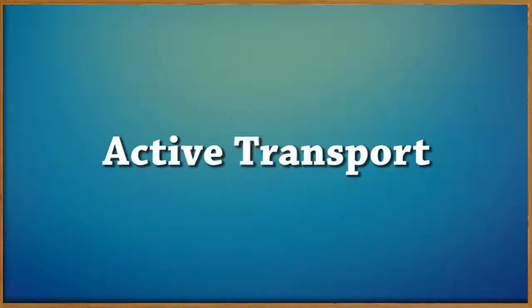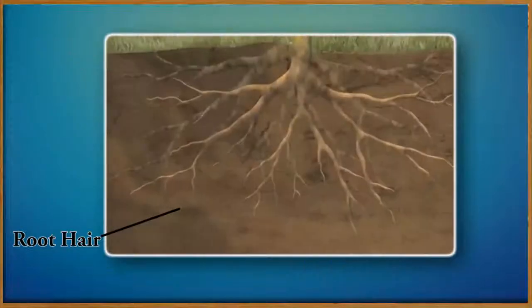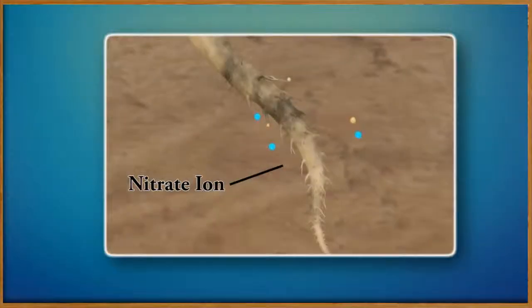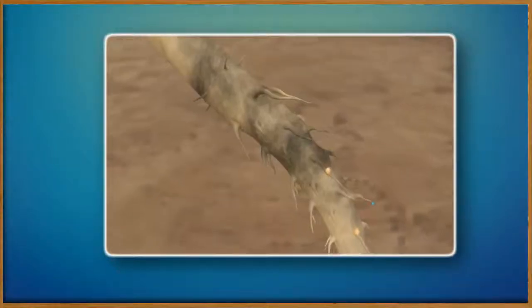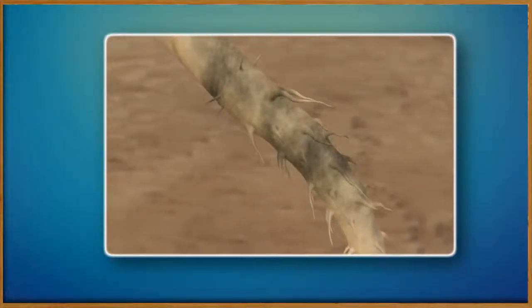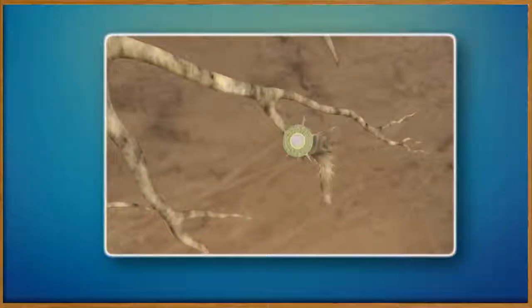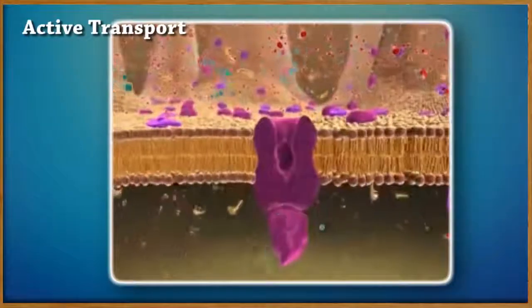Active transport. Often cells need to take in substances which are present in small quantities around them. Root hair cells in plants take in nitrate ions from the soil. Now the concentration of nitrate ions would be higher in the plant cell than in the soil, so the diffusion gradient is out of the root hair cell to the soil. However, we want it to flow into the root hair cell, so how does that happen?